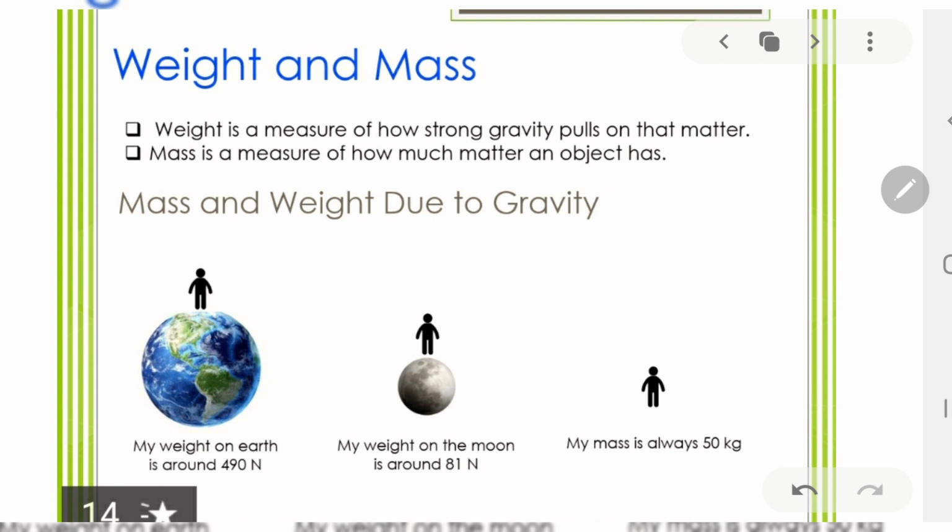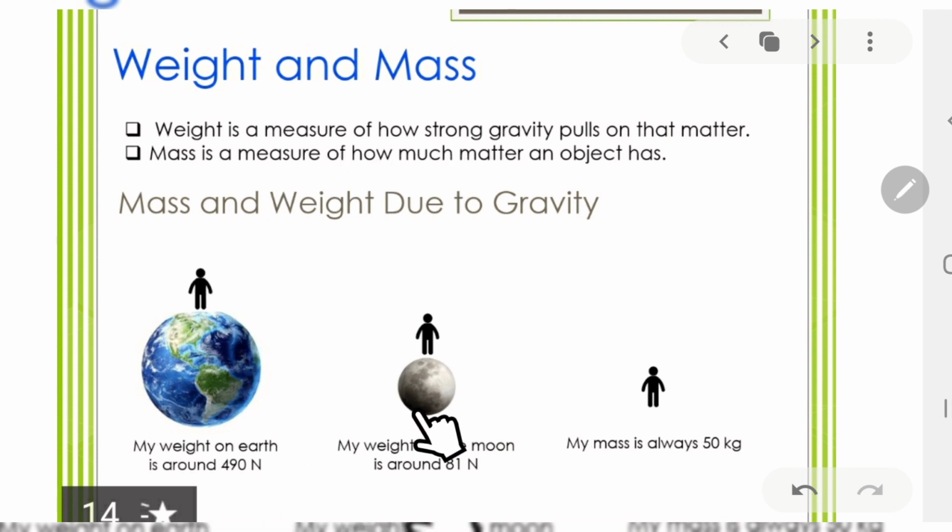Okay, for the next topic, we will learn about weight and mass. So what is the difference between weight and mass? Okay, berat dan jisim. So weight is a measure of how strong gravity pulls on that matter. For mass is a measure of how much matter an object has. So in terms of definition, this is the difference between weight and mass. So mass and weight ni, kalau kita tengok perbezaan due to gravity, kamu boleh tengok contoh di bawah ini.